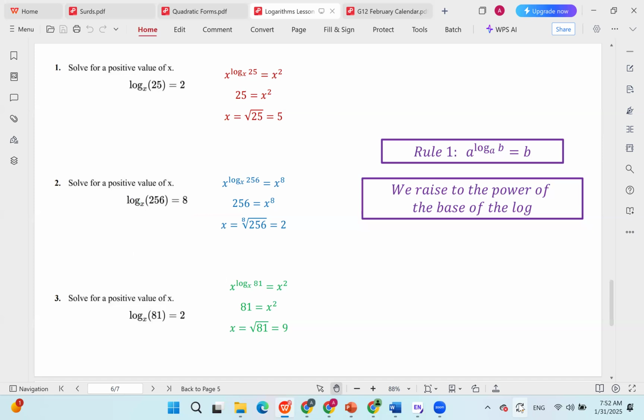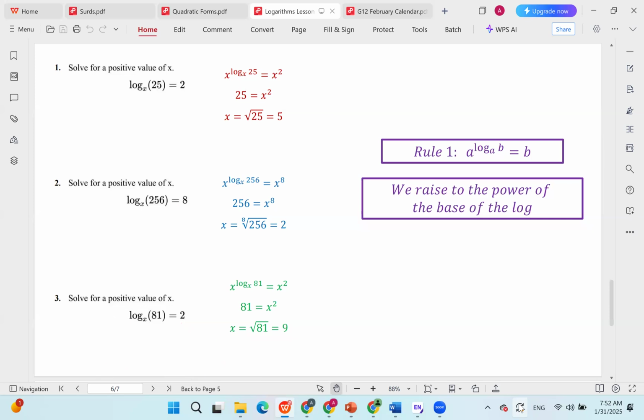So for the third example here, we are solving again for x. X to the power of left equals x to the power of right. And we cancel these out. We get 81 equals x to the power of 2. And we raise both to the power of half. And we end up with these canceling out. So x equals 81 to the power of half, which gives us root 81, which gives us 9.